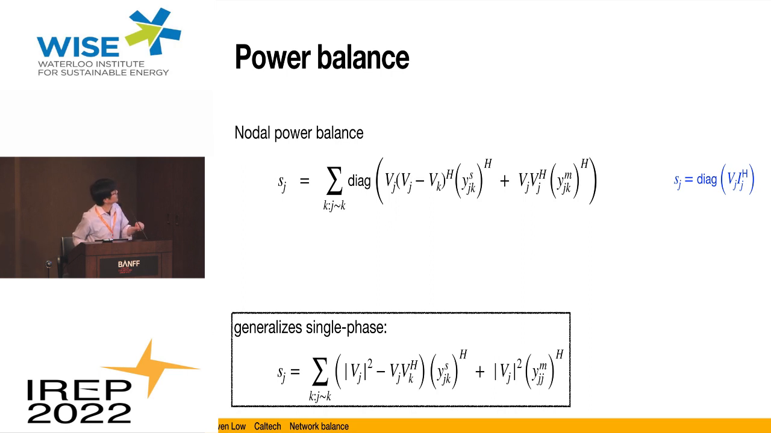So this is a line model. It looks very similar, well, it's the same, whether it's single phase or three phase, whether you use 3-wire models or 4-wire models. The only difference is whether this is a scalar or a 3-dimensional vector or a 4-dimensional vector. So these are the series admittance matrix for three phase and the shunt admittance matrix and so on.